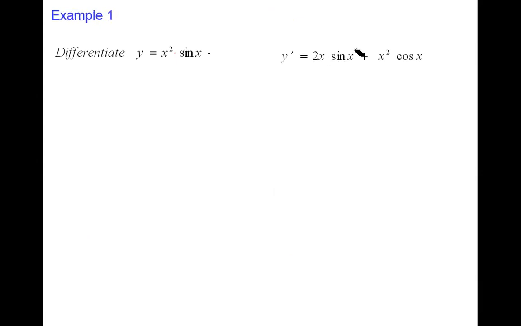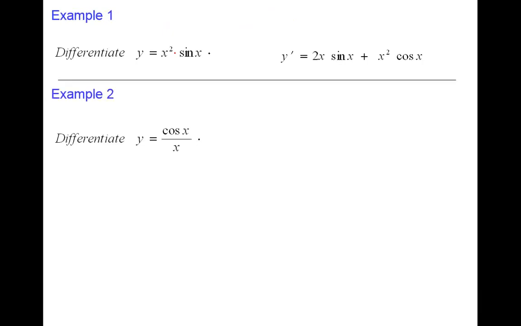2x times sine of x plus x squared times cosine of x. Okay? Can you see I even put the red dot? Do not forget that it is a product, because I don't even want to write the common mistake. The common mistake will be 2x times cosine of x, but that's wrong. The derivative of a product is not the product of 2 derivatives.